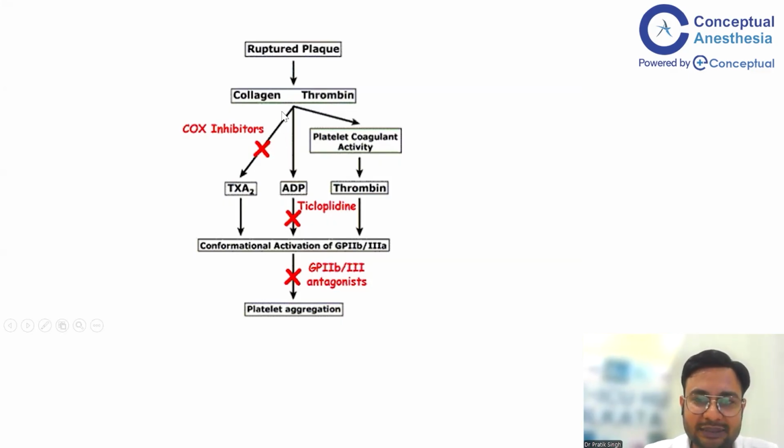From this collagen, because of the phospholipids present, with the help of COX, there is a release of thromboxane A2, which is a potent platelet aggregator. Then ADP, which also causes conformational change in GP2B3A, and platelet coagulant activity thrombin. All of this leads to platelet aggregation. I have shown here the drugs which come into action preventing this, like COX inhibitor, then ticlopidine and GP2B3A antagonist. I am going to discuss this in upcoming slides.